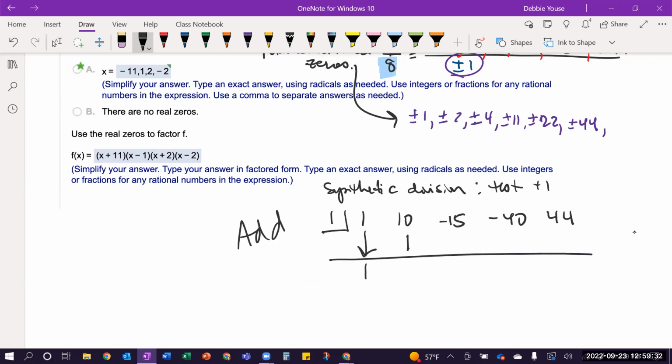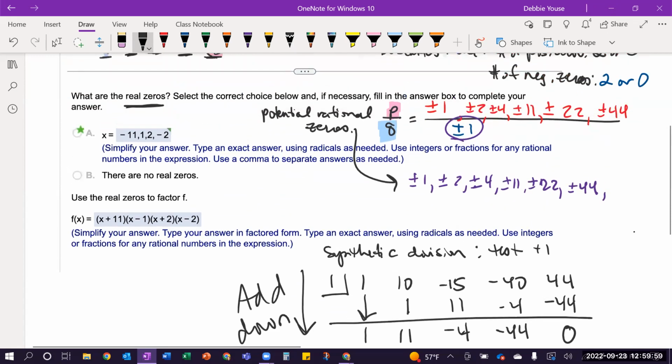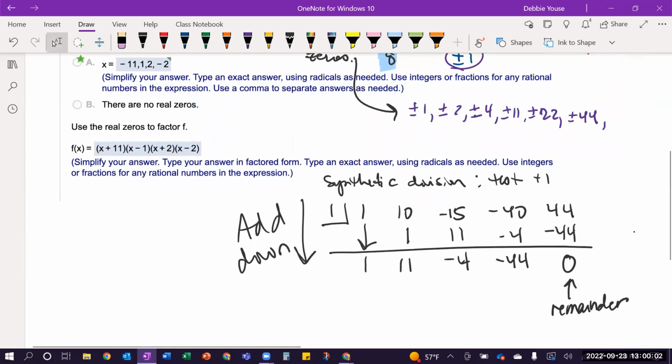And then we always add down. So that's 11. Then I multiply by the number in the box I'm testing, that's 11 times 1, and then I add down, that's -4. And I keep repeating this. So then times the box number, -4, add down, -44, multiply the box number, next column, add down, I get 0. That's good. This is the remainder. And what this tells me is that this works. This is a real 0, and that real 0 is a factor of x minus 1.